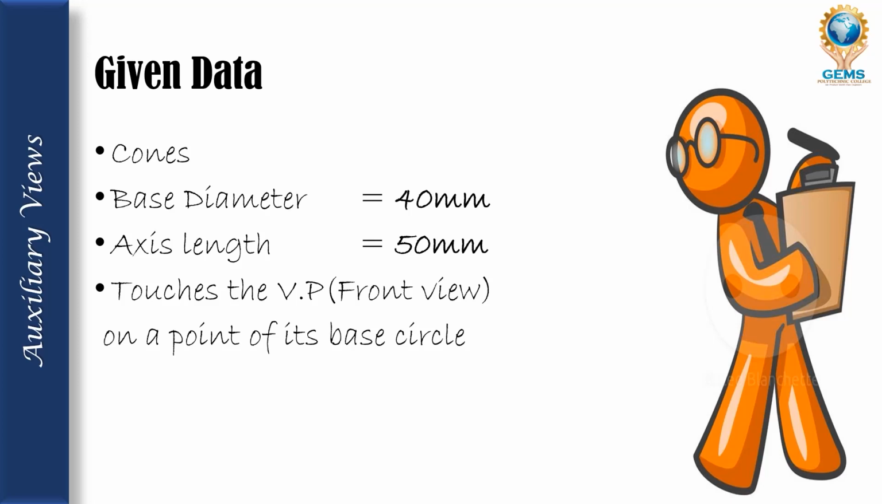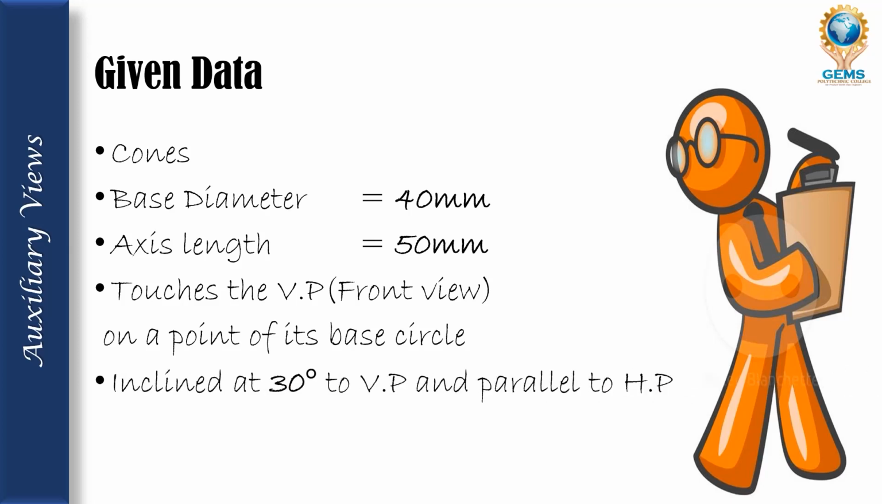So here the word that comes is touch. Touch the VP, the front view, on a point of its base circle. The base circle of the cone touches the front view, or vertical plane, on a point. So now the last one: inclined at 30 degrees to VP and parallel to HP. That is 30 degrees to the front view and parallel to the top view, or 30 degrees to the vertical plane and parallel to the horizontal plane.